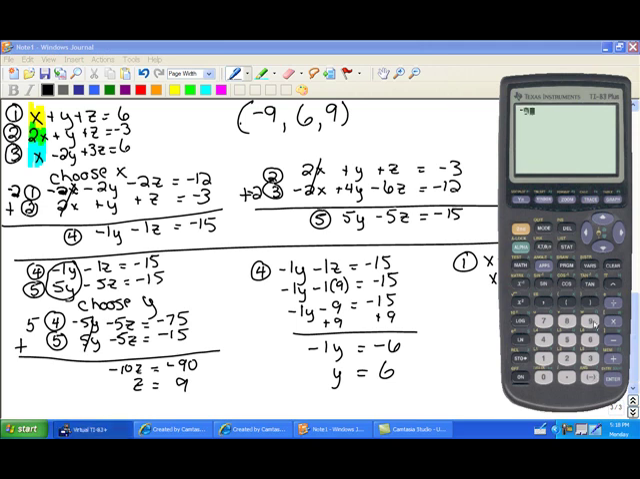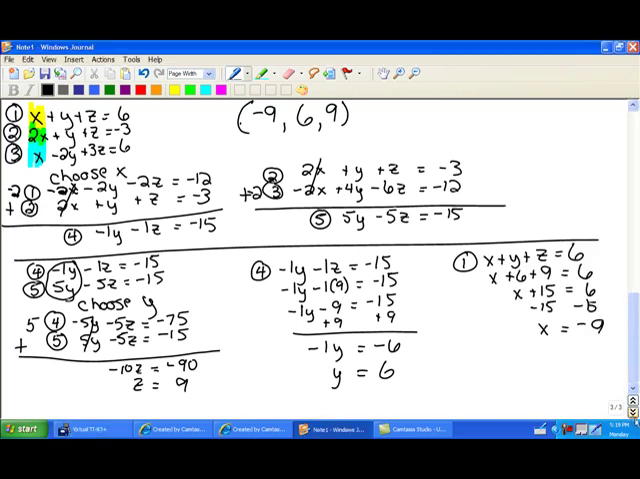Now, we want to call our calculator up and make sure that we got the correct result. Checking in equation 1, my x is negative 9, plus my y, which is 6, plus my z, which is 9, gives me the answer of 6. In equation 2, 2 times my x, which is negative 9, plus my y, which is 6, plus my z, which is 9, gives me the answer of negative 3. And the last equation, x, which is negative 9, minus 2 times my y, which is 6, plus 3 times my z, which is 9, does give me the result of 6. So I know that it works in all three equations.